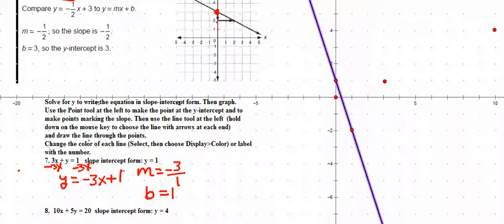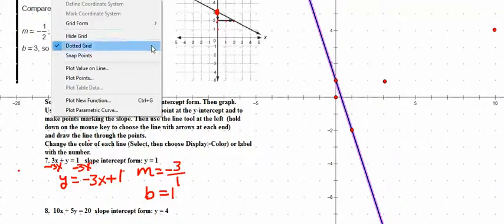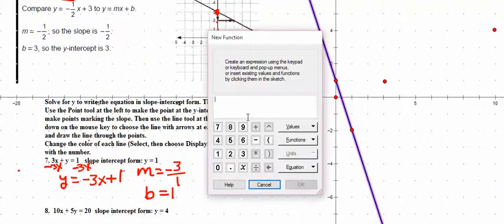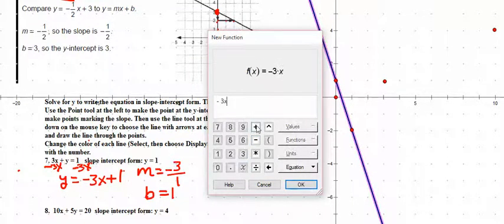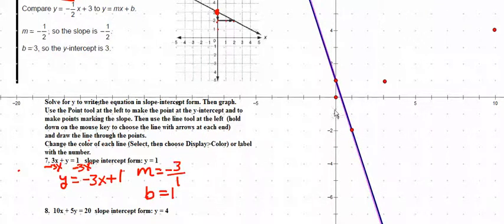I can also check it with my tools in Sketchpad. I'm going to go to Graph, Plot New Function, and I'm going to type in the part after the equal sign. So I had to solve for y first. I already did that. Now I'm going to type in the negative 3x plus 1 part. And I'm going to see if that line ends up being right or really close to on top of my line. And it did. It was really close or right on top of it. So I know I got that right.